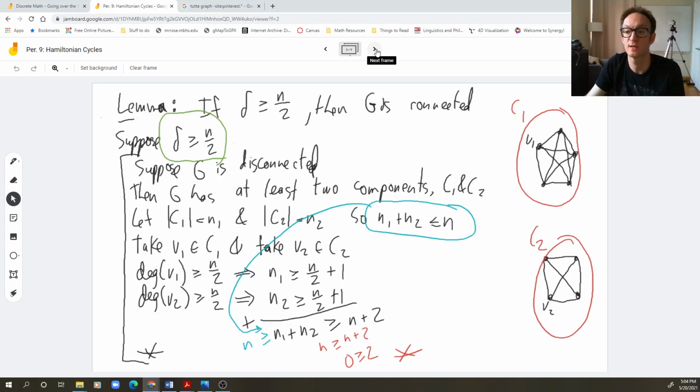First, we proved a lemma. The lemma was that this condition, that delta be at least n over 2, that everyone is friends with at least half the people, is enough to ensure that the graph is connected. And we're going to redo this argument in a minute, so I'll leave that alone.